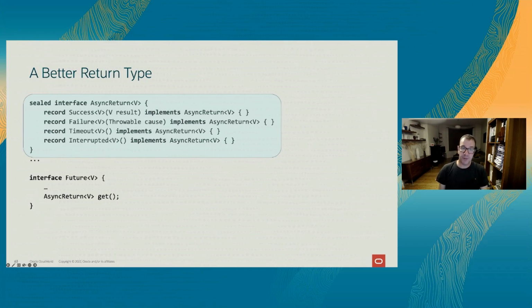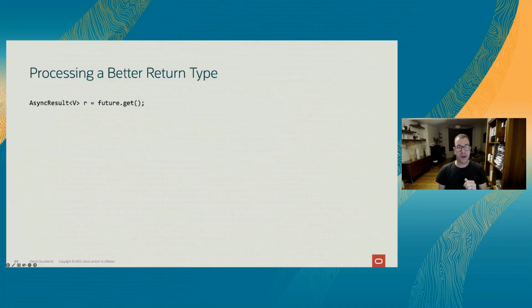Now, this is a very beautiful declaration that matches perfectly our design intuition. The 4 possibilities of the value returned by the get method are modeled by the 4 record classes that all implement the sealed interface. Let's look at the client experience of using this version of the return type. And this is where there's a real win. We invoke the get method to get a result. Now we want to examine the result.